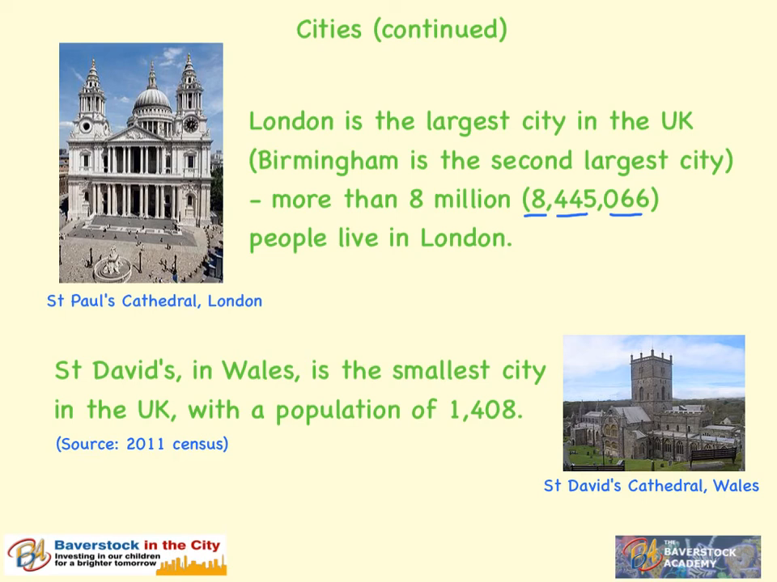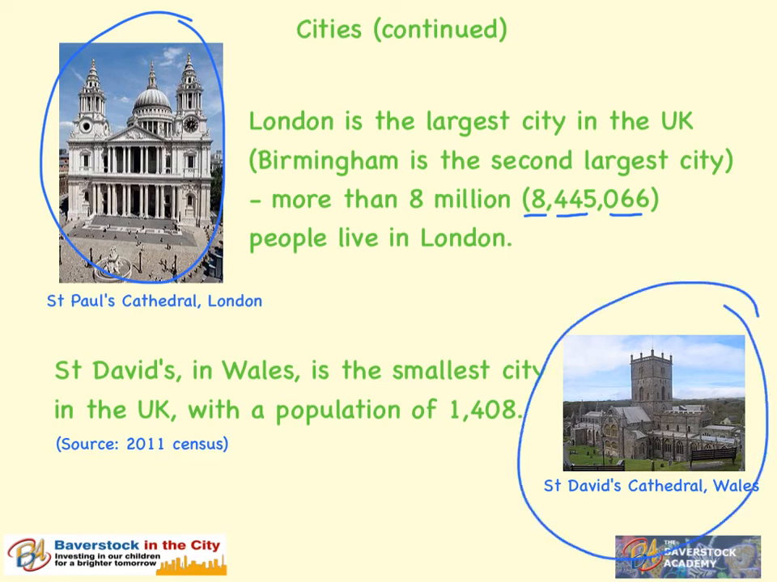This is St. Paul's Cathedral, which is one of the cathedrals in London. This one here is St. David's Cathedral in Wales. St. David's in Wales is the smallest city in the United Kingdom, with a population of just 1,408 people.